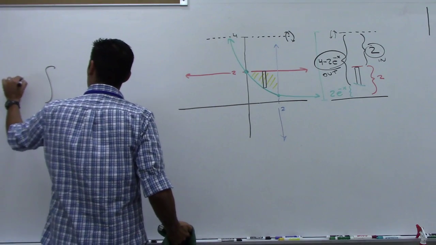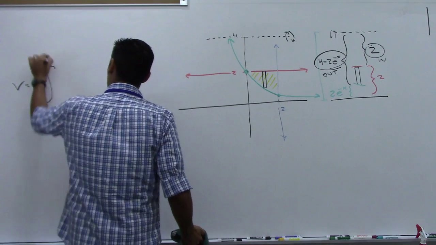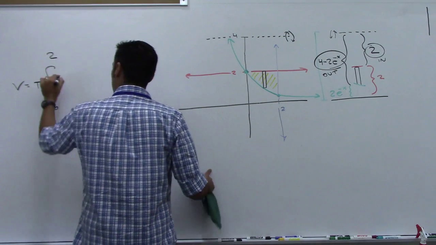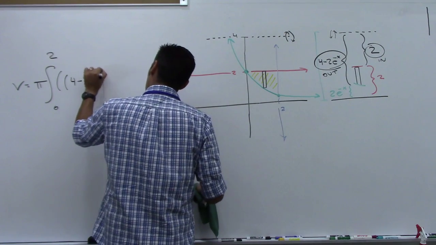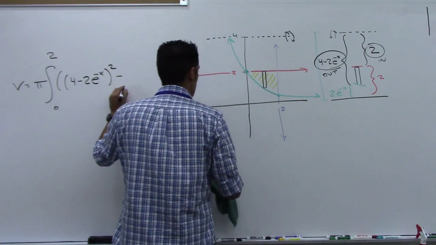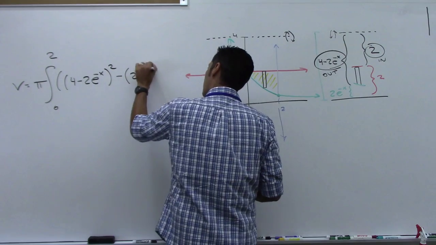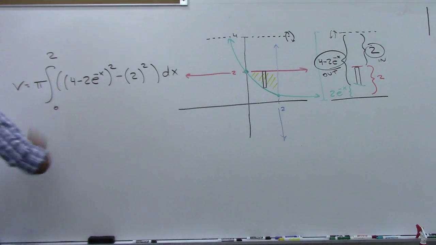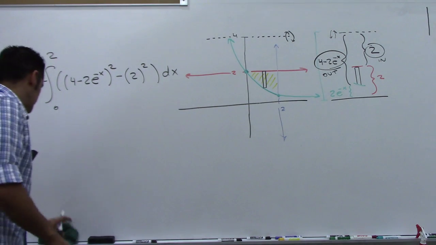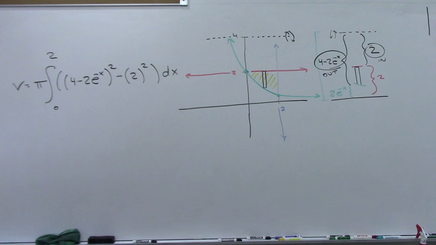So volume is pi integral 0 to 2 of the outer function, which is 4 minus 2e to the negative x, squared, minus the inner function, which is 2 squared, dx. And you have to square this, so you have to FOIL it, and it should all work out. The integral on that's not too bad. You're just integrating e to the negative x. We've done that before. All right.